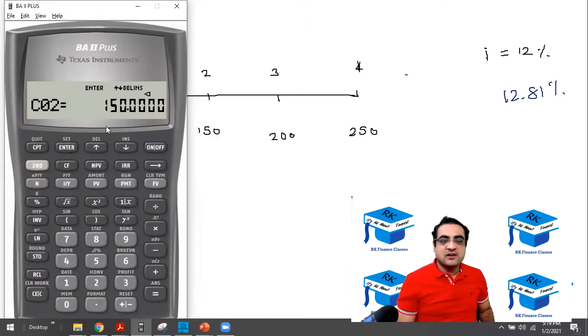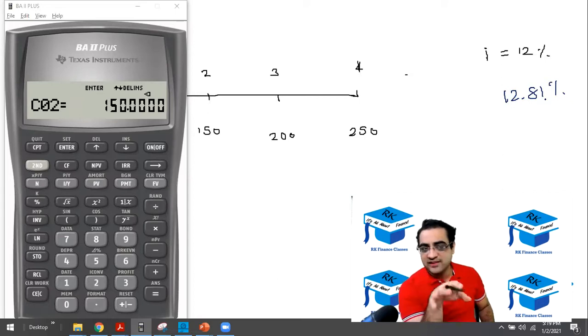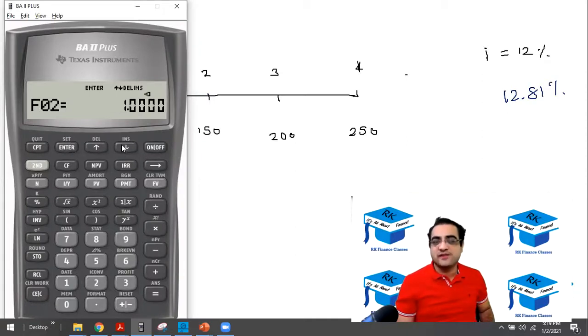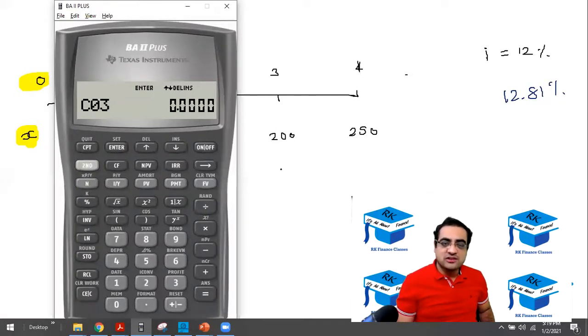I repeat, you were at this step, C01 equal to 100. You scroll down, there's a frequency which you're going to ignore. Then come to C02, which is 150. Press 150 and press enter. Varad, is it clear? Yes, sir. You're getting C02 150? Did you press enter also? All right, scroll down and you'll get frequency. Ignore that frequency. Scroll down, you'll come to C03. C03 is 200 rupees. So press 200 and press enter.